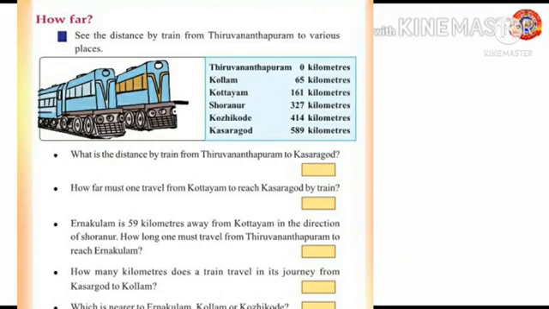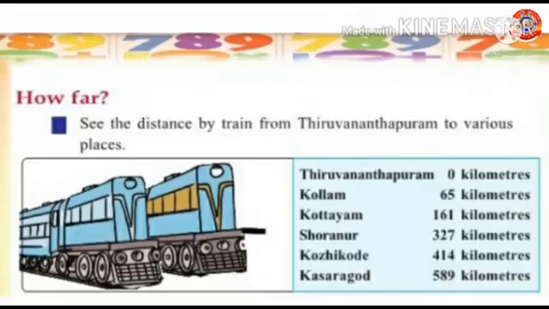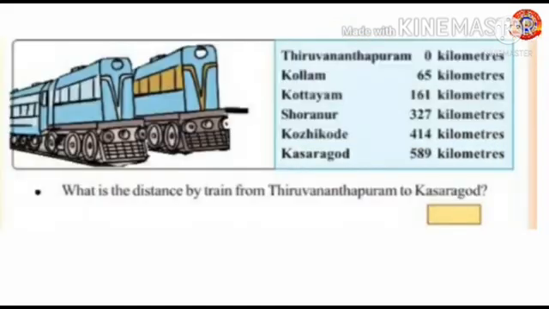Let's go to the next activity. How far? See the distance by train from Thiruvananthapuram to various places. Thiruvananthapuram to Kollam, 65 kilometers. Thiruvananthapuram to Kottayam, 161 kilometers. Thiruvananthapuram to Shornur, 327 kilometers. Thiruvananthapuram to Kozhikode, 414 kilometers. And Thiruvananthapuram to Kasaragod, 589 kilometers. What is the distance by train from Thiruvananthapuram to Kasaragod?